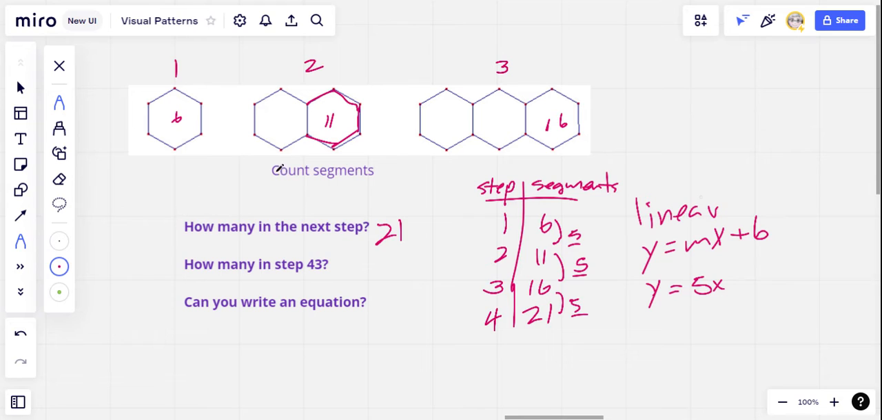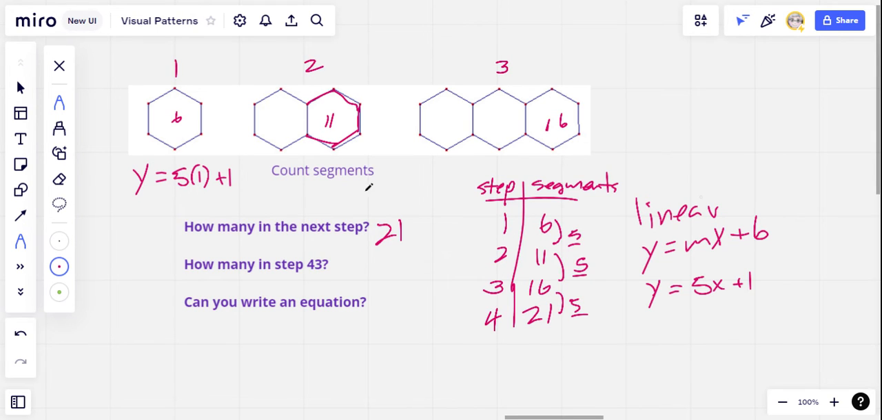So if we look at the first step, y is going to be our total number of line segments, x is going to be our step number. If I put in 1 for a step number, I'd get y equals 5 times 1. So that would just be 5 segments, and we've got 6 here. So to get up to 6 from 5, I just have to add 1. So that is our equation. But maybe we should test it first.